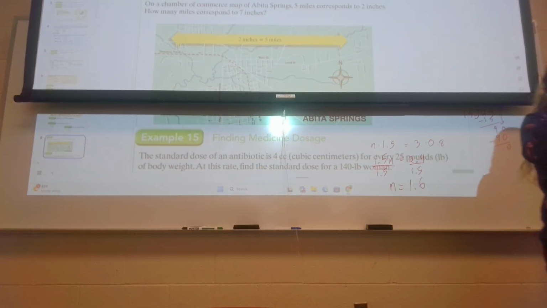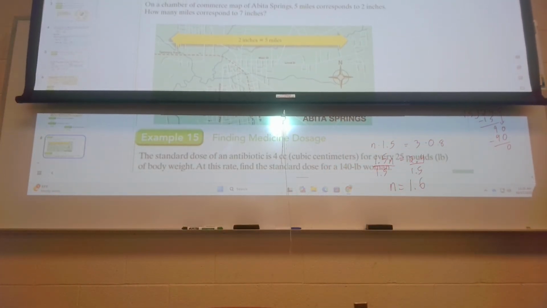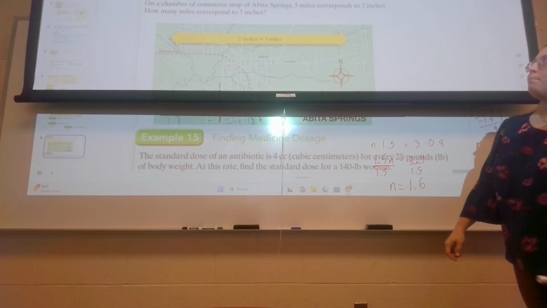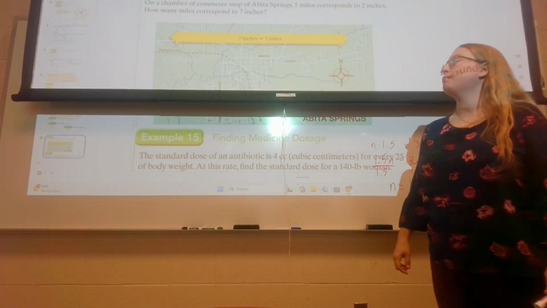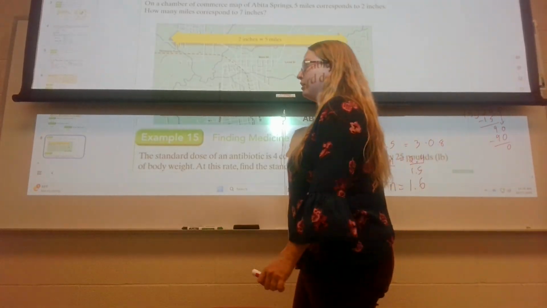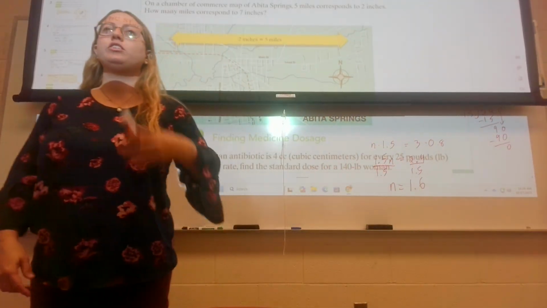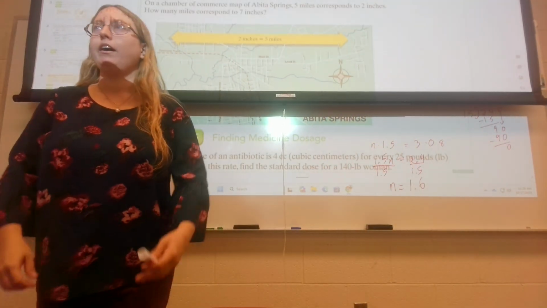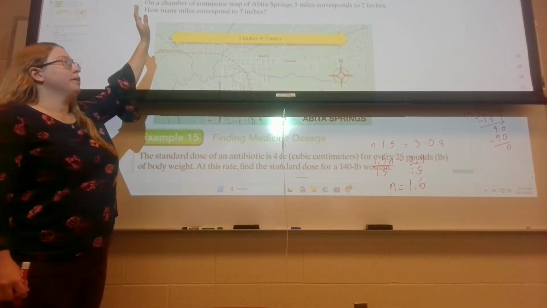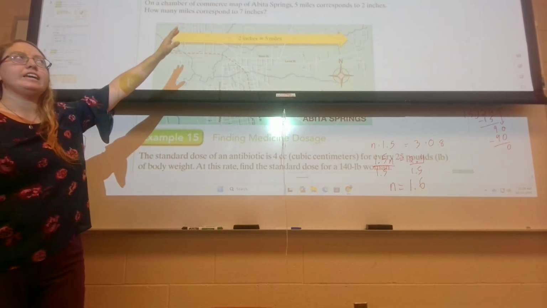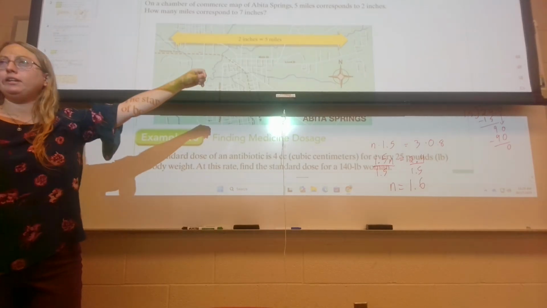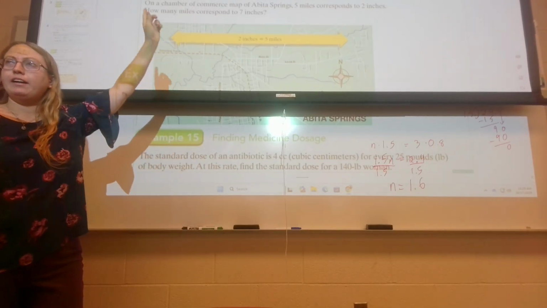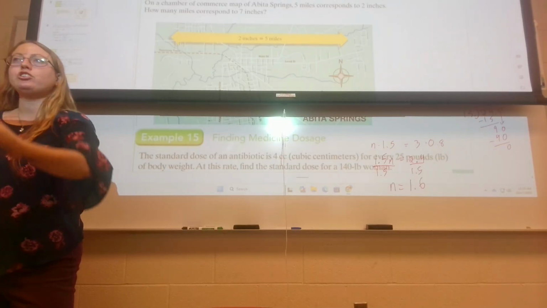Okay. So, on this word problem, we are told on a Chamber of Commerce map of Abita Springs, 5 miles corresponds to 2 inches. How many miles correspond to 7 inches? So, this is one where we're going to create our own problem. All right, so let's start with the one ratio that they give us, which is 5 miles to 2 inches. Write 5 miles to 2 inches in its fraction form.